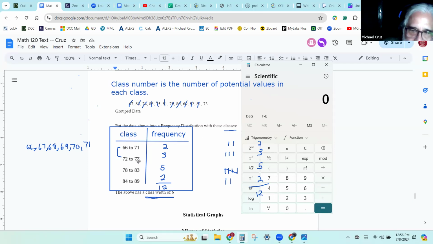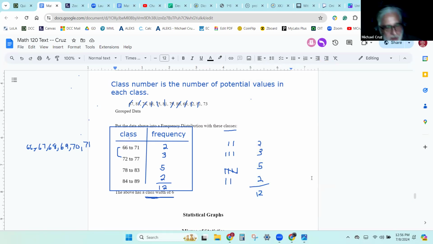So any one. You could take these two in the middle there, 83 minus 77. So class width is 6. That's what it means. It means that there are 6 potential values in that class. Now, we only used 2 of them. We only had, what was it? 67 and 69. But there were a whole lot of other potential ones. There were 4 more, actually.